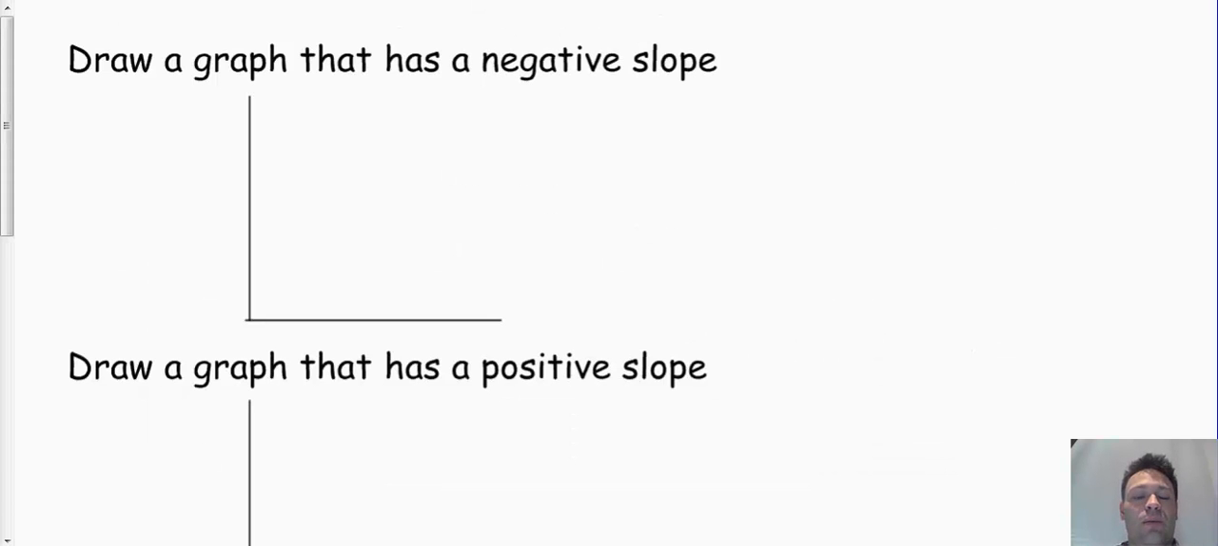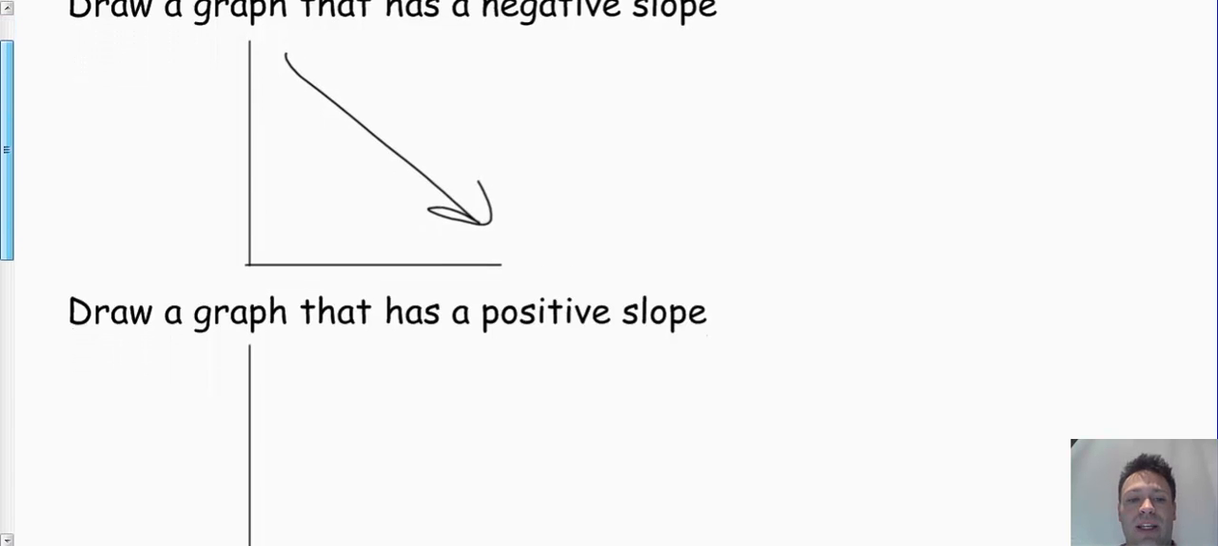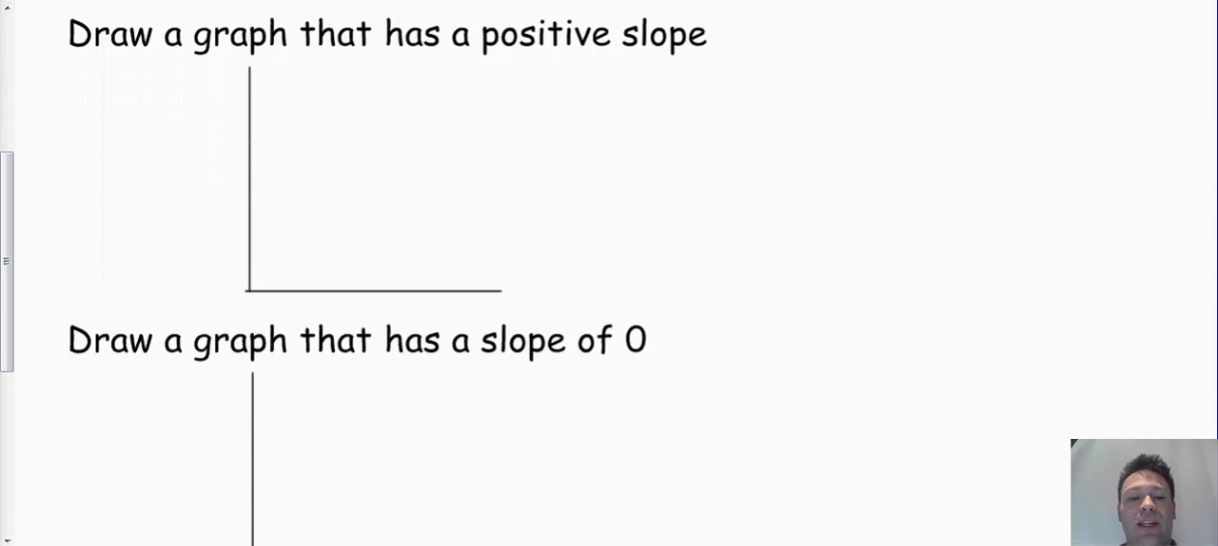Couple things here. Draw a graph that has a negative slope. We already talked about it. Your graph should look like this. This is building up to something a little bit more specific here. Obviously, that's a negative slope. Draw a graph that has a positive slope. That's going to be uphill.